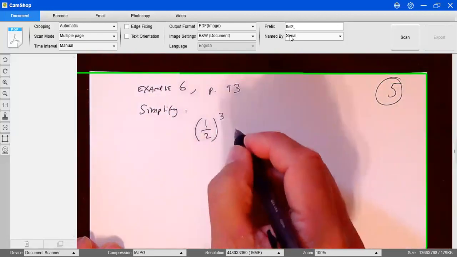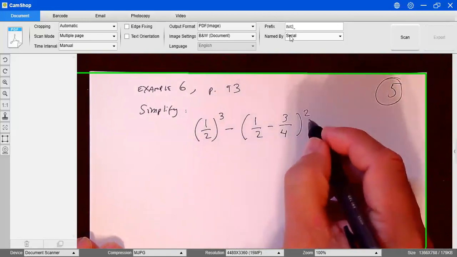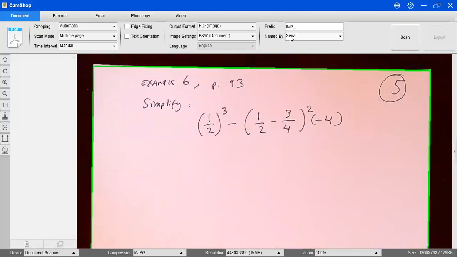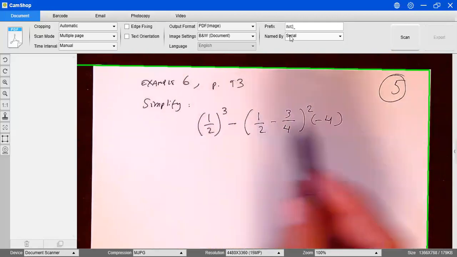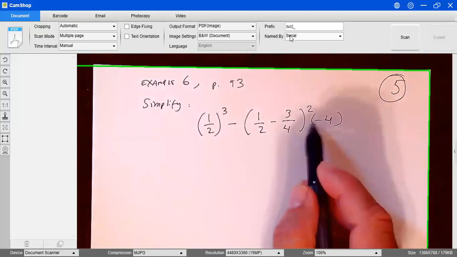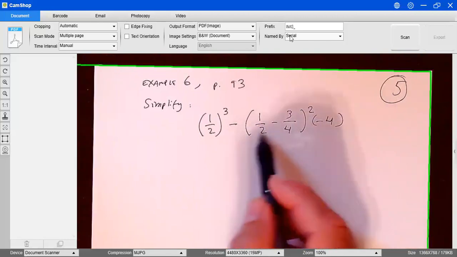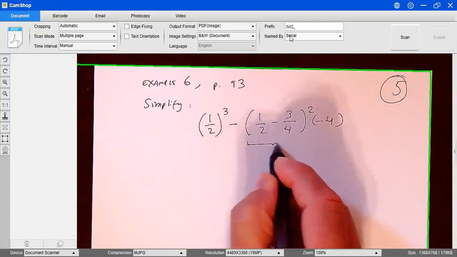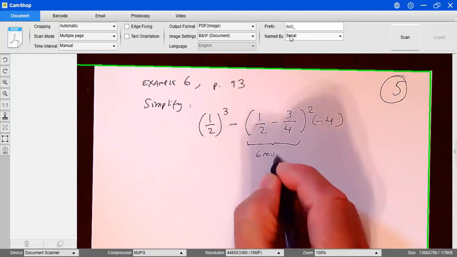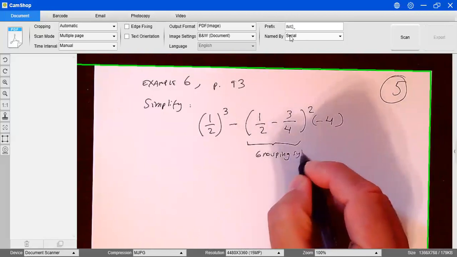1/2 to the 3rd power minus 1/2 minus 3/4 to the 2nd power times -4. So this example is very interesting because you can see here how the parentheses have different meanings. So in this case, the parenthesis is just enclosing the base of this exponential expression. Here the parenthesis is just indicating this is a factor that multiplies this exponential expression. And in this case, the parenthesis is used as a grouping symbol because it's grouping the operation of two terms. So this is the parenthesis that is used as a grouping symbol.